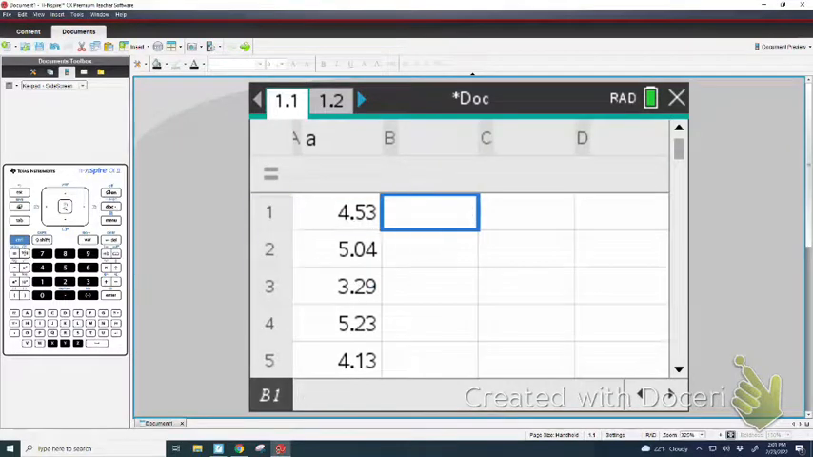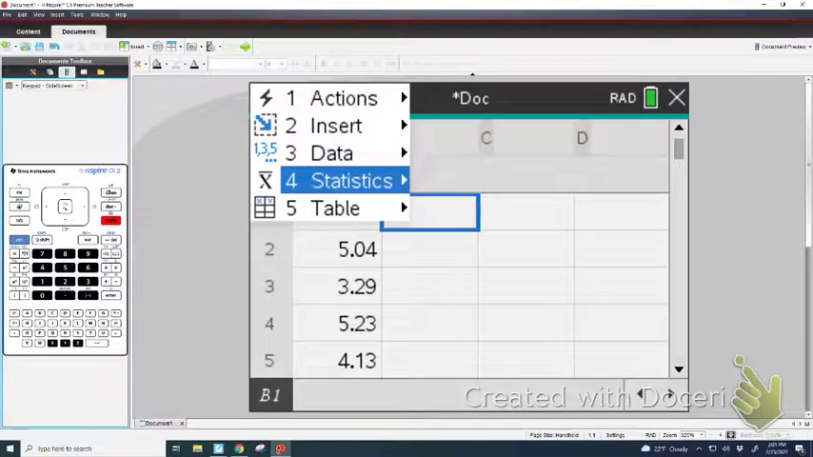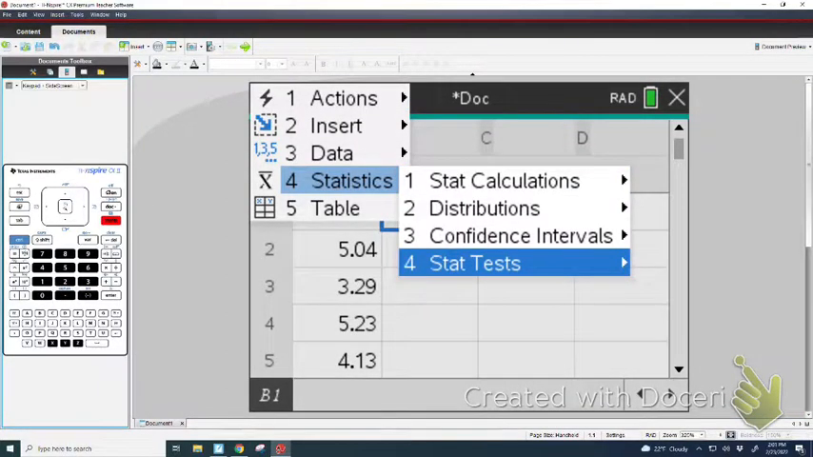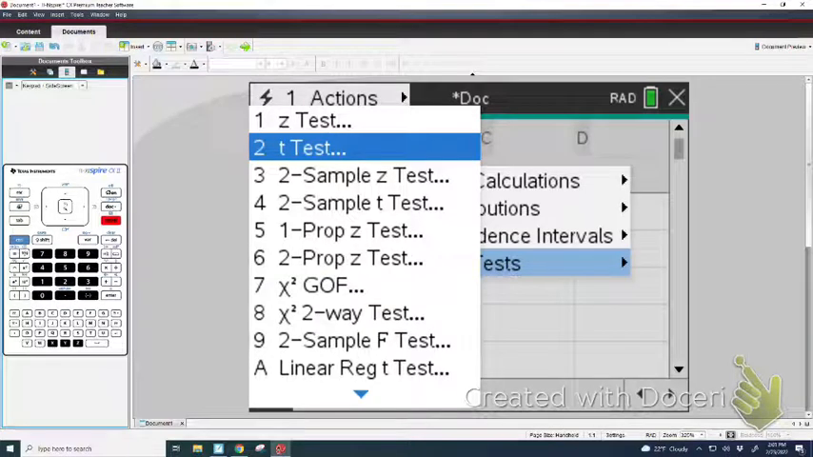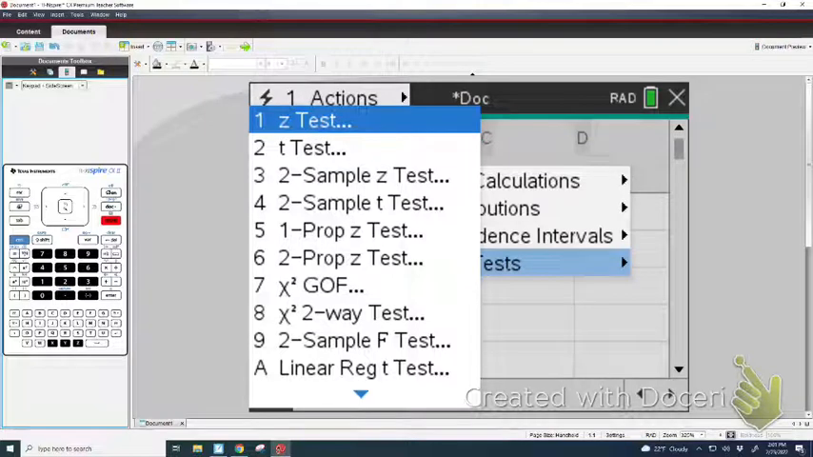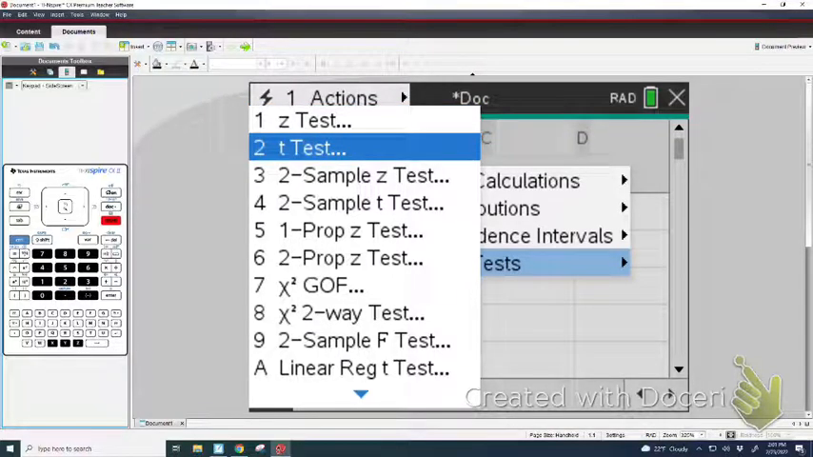We're on the spreadsheet. Press menu, stats, stat tests, and we are going to run a t-test. Now, the main reason we do not run a z-test is the same reason we did a t-interval last chapter. I have no idea what the population standard deviation is. We only know what the sample standard deviation is. So I'll say that one more time. I'm picking t because we only have sample standard deviation, S. We do not have sigma, the population standard deviation.